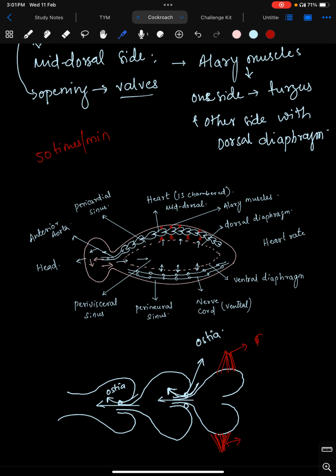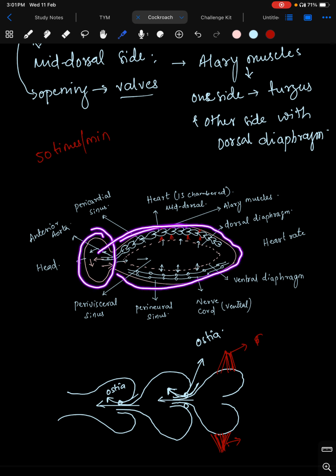Okay, so now you can see this is the cockroach, this is the head part of the cockroach, this is the body, other body parts of the cockroach, that is thorax and abdomen. Now you can see here the cockroach body is divided into, or cockroach hemocoel. The whole body part is the hemocoel body cavity. So it is consisting of two diaphragms.